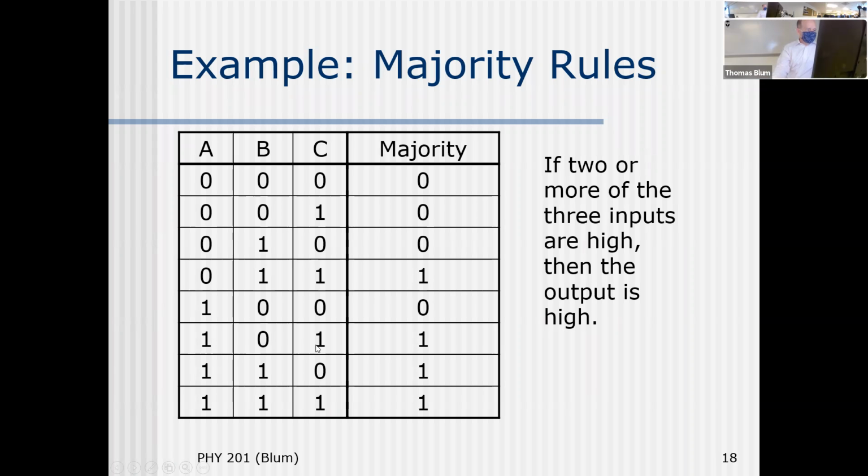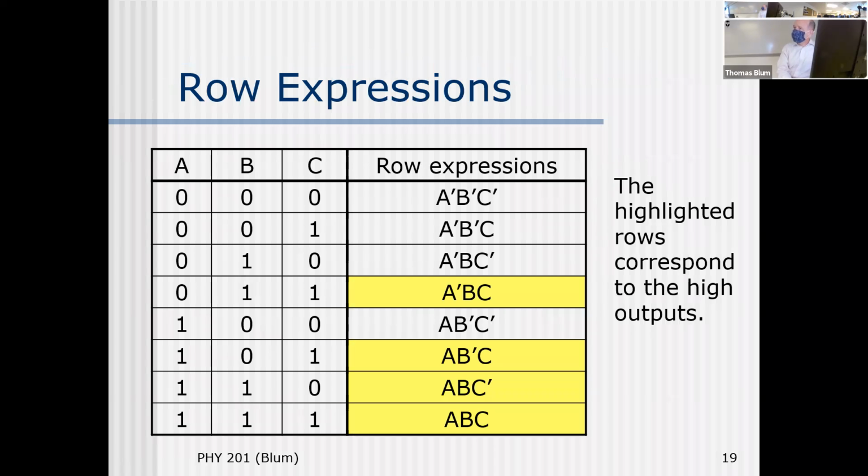Down here for this row, 1, 0, 1, that would be A, B prime, C. In this next to the last row, it's A, B, C prime. And then in the final row, it's A, B, C. So those are the expressions, the AND expressions, the expressions that involve ANDs and NOTs that give me a 1 in these individual rows. There they are now. So I have all the possible expressions, but I'm only interested in the ones where the output was a 1.